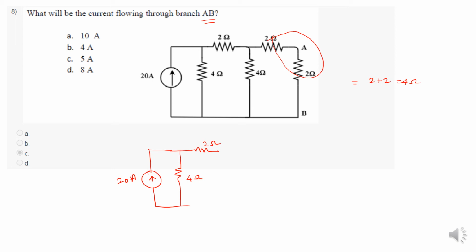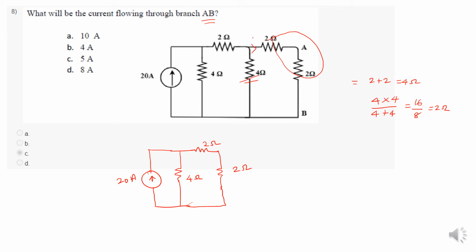And this 4 ohm and this 4 ohm both are connected in parallel. So 4 into 4 divided by 4 plus 4. So what is the answer? 16 by 8, that is 2 ohm. Okay, now I have to redraw the circuit. Here the net we got is 2 ohm. Okay, now first of all, we are going to find out the current here.